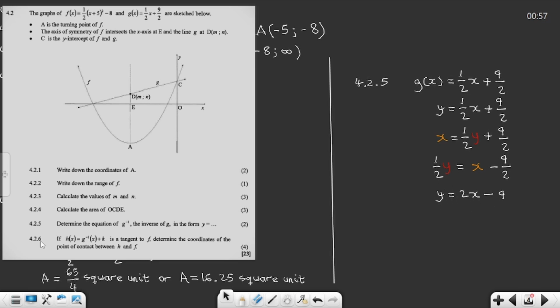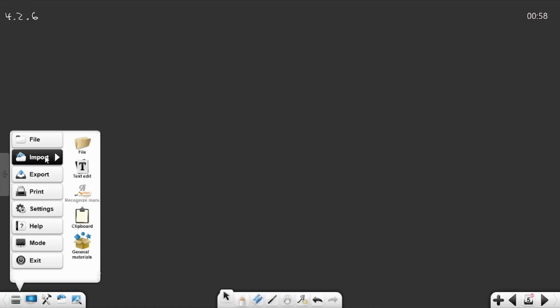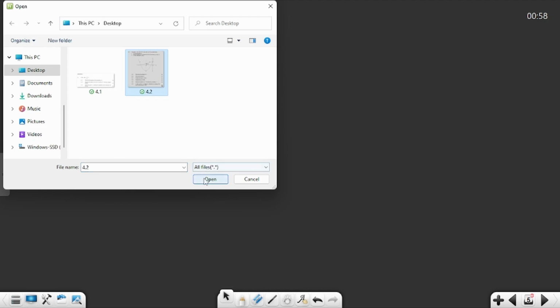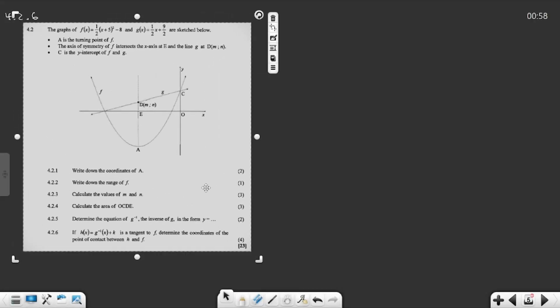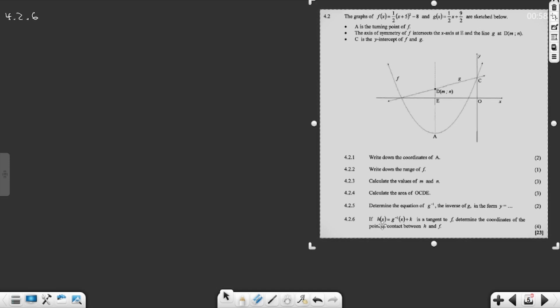Now let's move on to the last question, 4.2.6. This is an interesting question. Let me get the question again. Now, on this one, I want you to pay attention to the way I'm going to explain this. The question is saying if h of x is equal to the inverse of g of x plus k. Can you see that? And h of x is what? Is a tangent to f. Determine the coordinate of the point of contact between h and f.